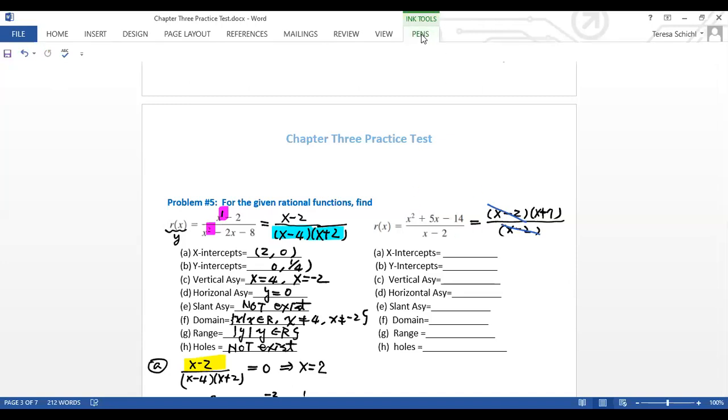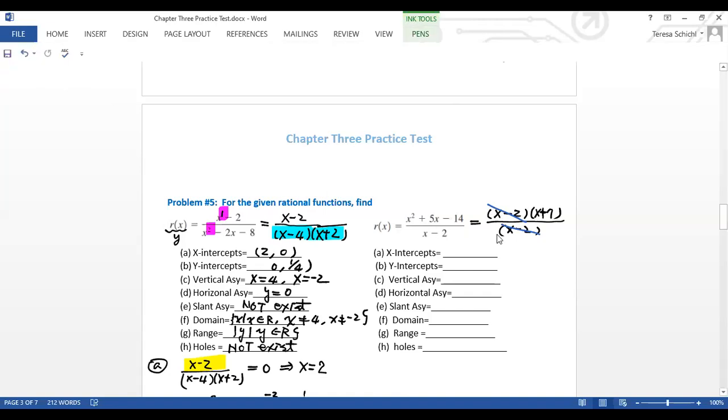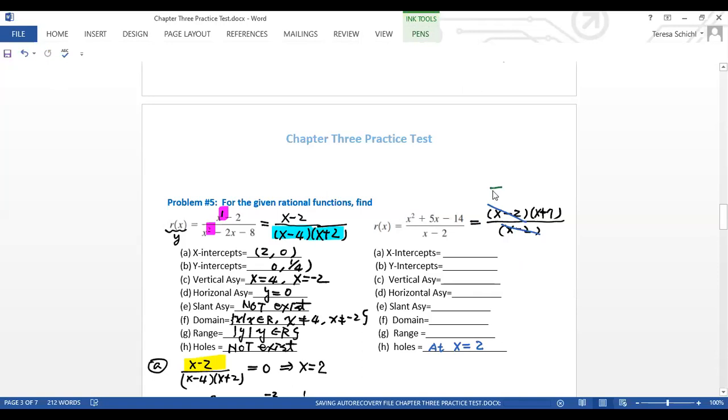So if they have the common factor, immediately I know that is the hole, right? So I have a hole at x equal to 2. Because this is the common factor, I can cancel that. That means at x equal to 2, I have a hole here. And after you cancel these, the whole thing becomes x plus 7, right?